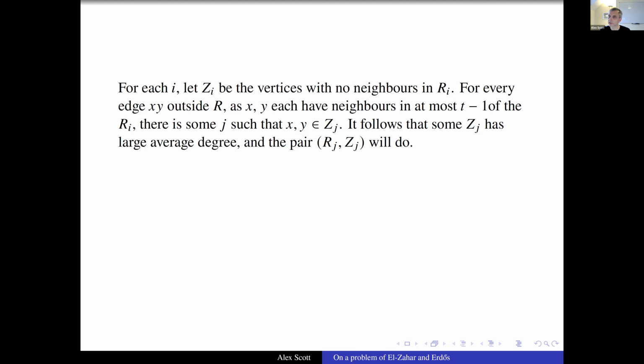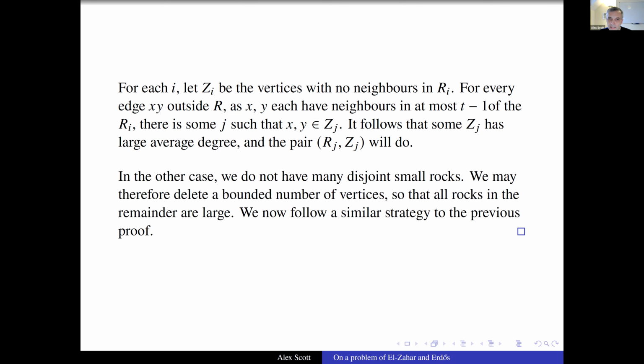Okay, so that does the case where we have lots of little rocks. What about when we don't? Well, it tells us we don't have too many disjoint small rocks, so just greedily take as many small rocks as you can, and then delete all the vertices in those rocks. And then what's left, you've got no small rocks. So now all the rocks are big.